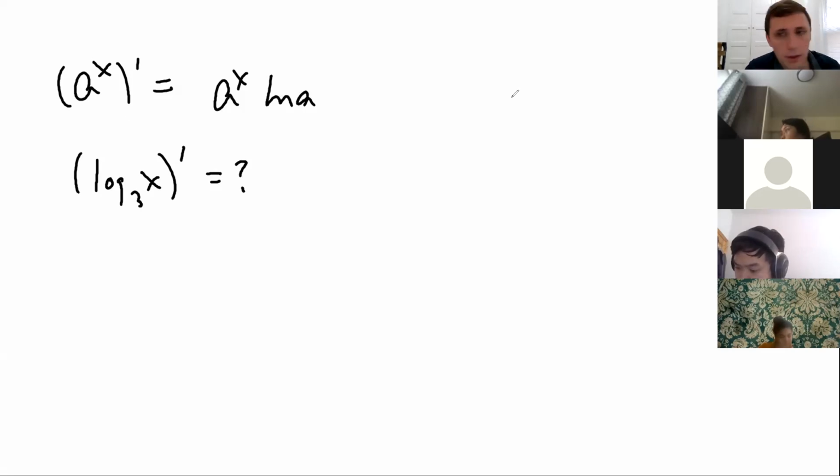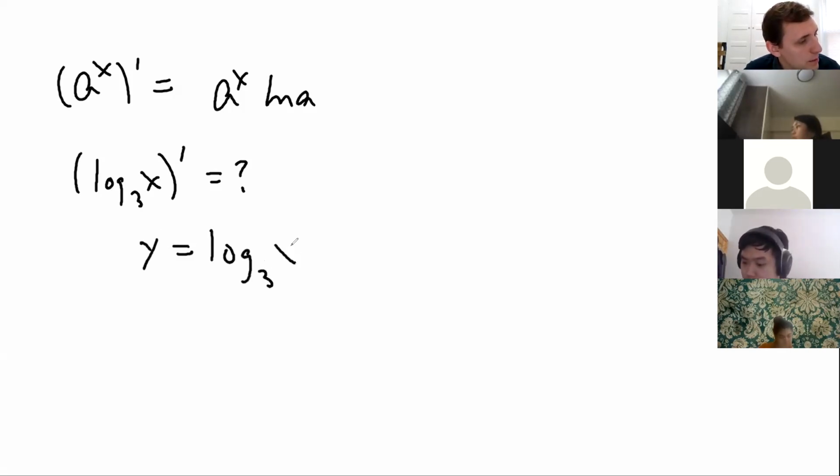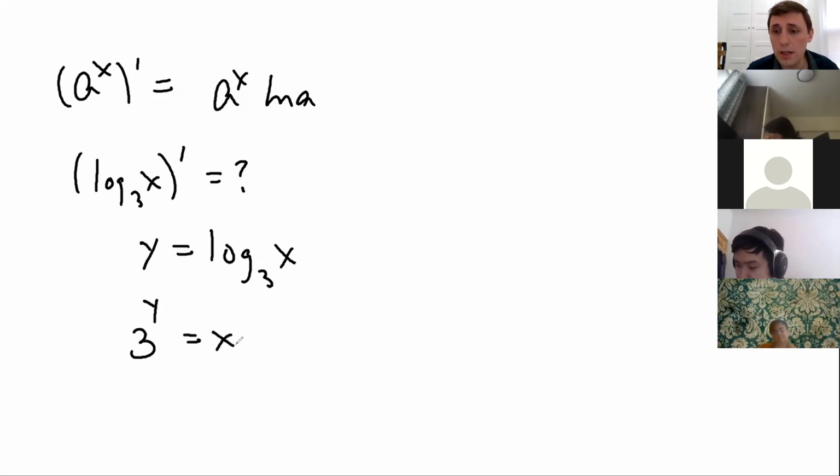All right. The answer can be obtained this way. So you set y equal to log base 3 of x, and so then that's the same as 3 to the y is equal to x. Do you agree? 3 to the y is x.